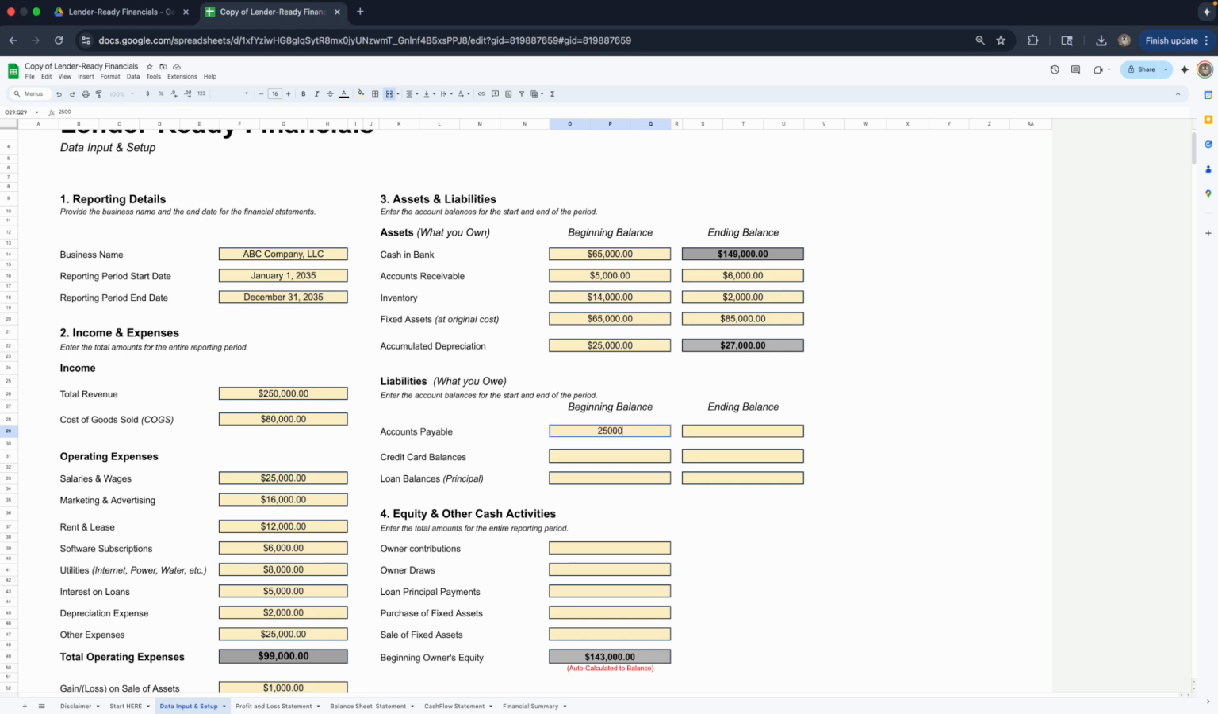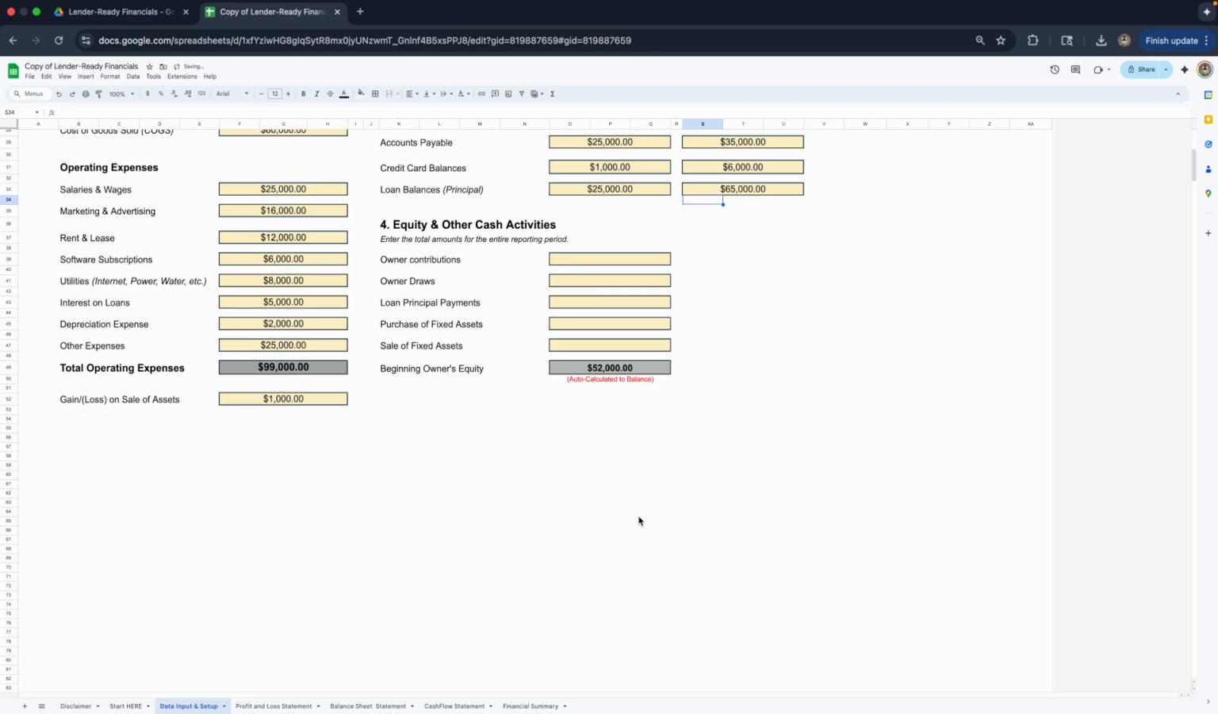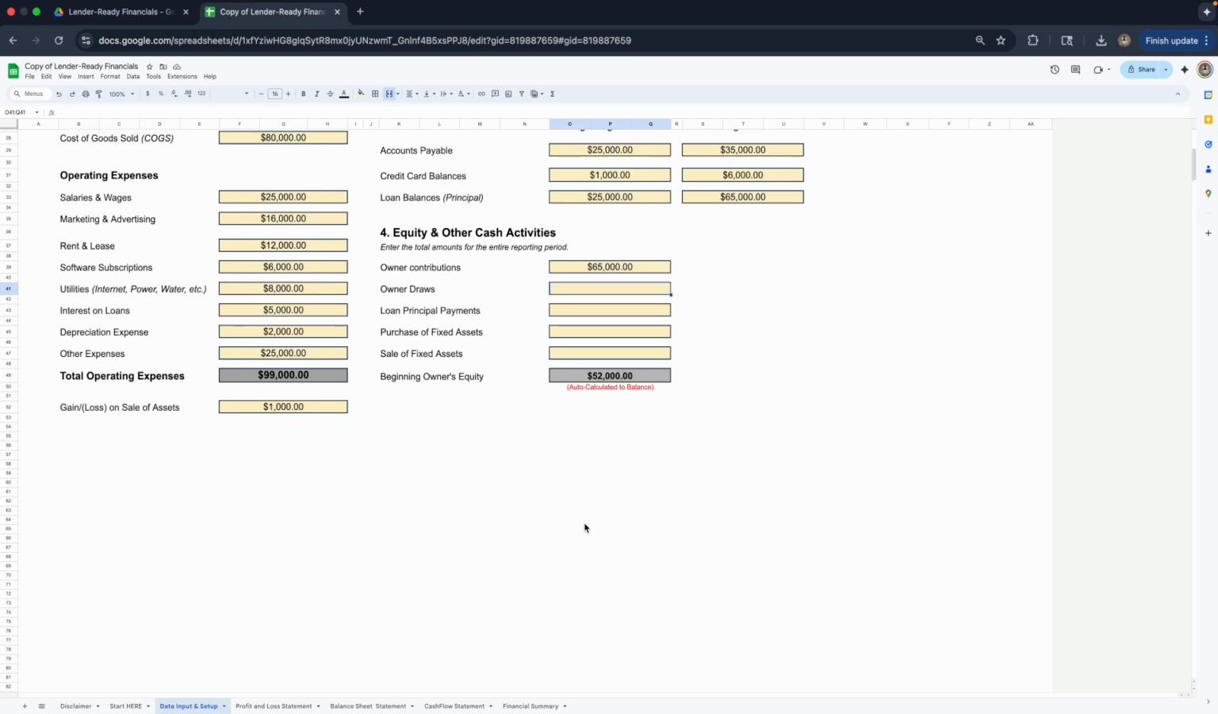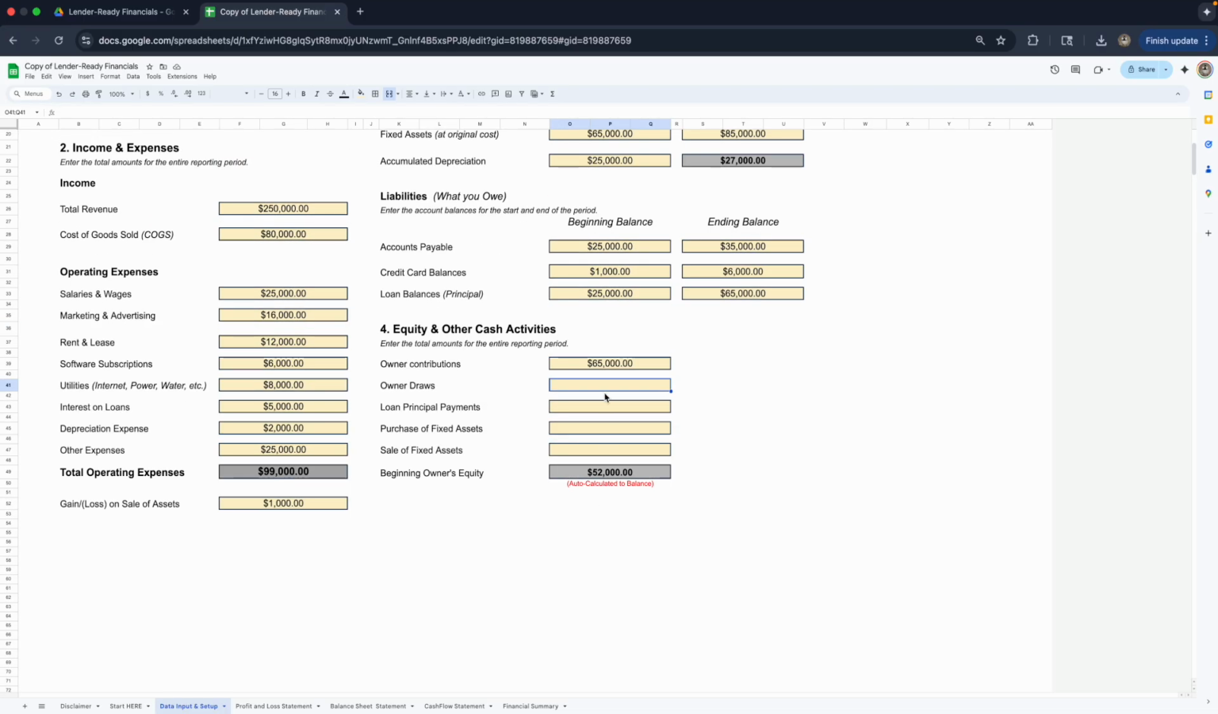So let's say you have 25,000, and then here will be 35. And then credit card, let's say you have 1,000, and you'll end up with 6,000. Loan principal, let's say you borrowed 25,000, at the end you got 65, so that means you borrowed more. Owner contribution is basically what you contributed to your business, the money that you invested in your business. Let's say you invested 65,000.